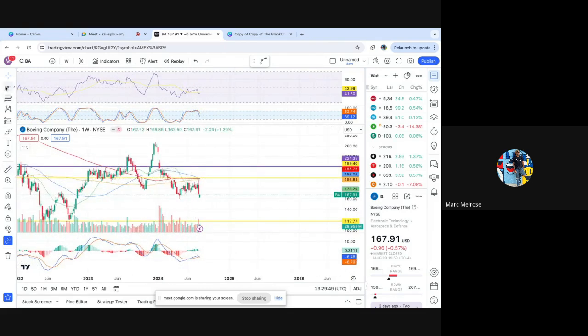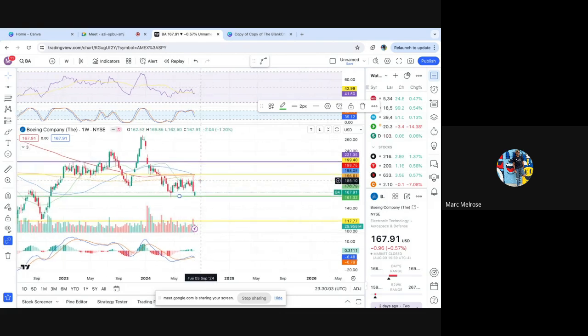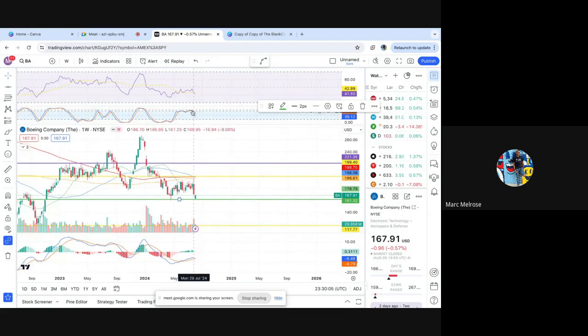Boeing's currently testing support at 160. From what I'm seeing, it's looking like we may continue to see this cool down. We have these moving averages crossing underneath the 200-week moving average. Stochastic RSI level is in that neutral zone, but it is pointing downwards, and it's coming from that overbought region. So we could be seeing this cooling down.